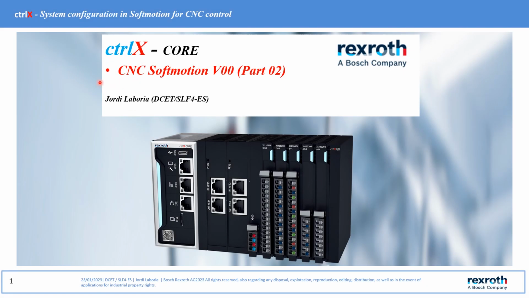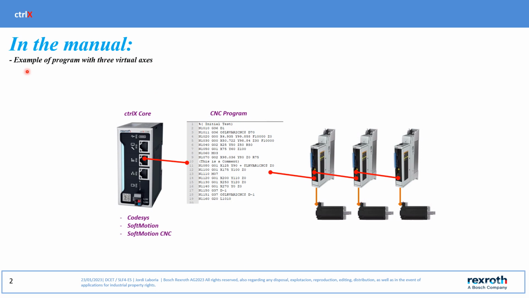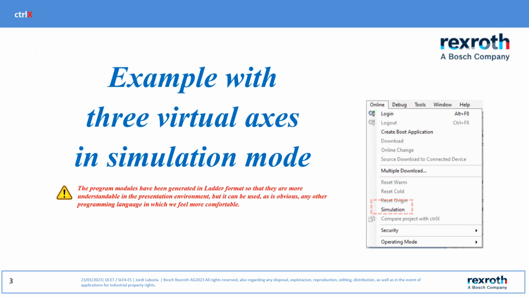Hello everybody! We are going to continue with the topic of SoftMotion in ctrlX. In this second part of the manual, we will be able to start the system with 3 simulated axes. To begin with, we are going to create an example program with 3 virtual axes in simulation mode.